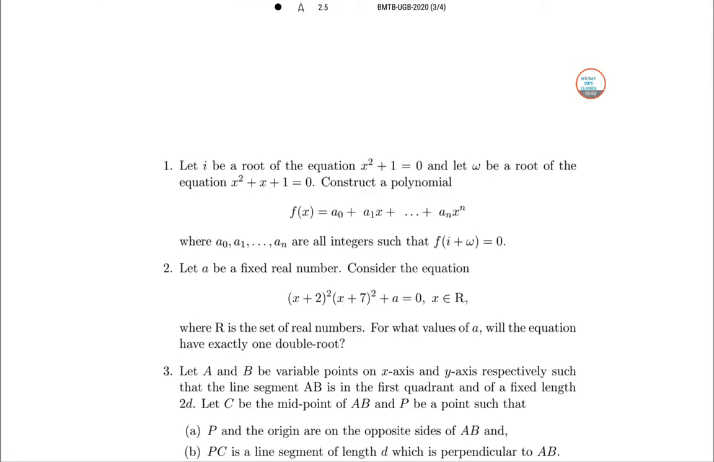Today's video is on the ISI 2020 question paper, subjective segment. As we know, the BStat and BMath have the same paper, so I will be concentrating on the first question.